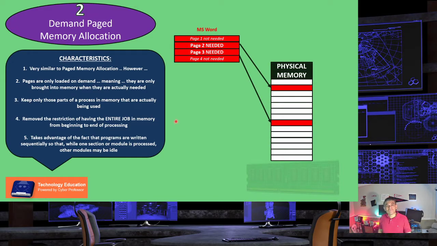In this example, we see Microsoft Word as the job that is about to be loaded into memory. The operating system, Memory Manager, identifies that only page 2 and page 3 are needed at a given point, while page 1 and page 4 are not needed. By following the rules of the demand page memory allocation system, the operating system loads only page 2 and page 3 into physical memory by loading them into the corresponding page frames that are depicted in red in physical memory.